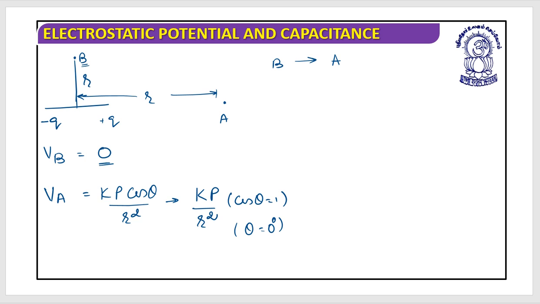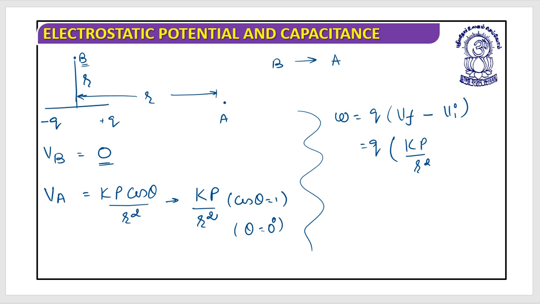Now if I know this, I can find out the work done. It is q multiplied by V final minus V initial. So this is equal to q multiplied by kp by r square minus 0. So this is equal to k into p multiplied by q divided by r square. This is the work done required to move a unit positive test charge from location B to location A. I hope these things are clear to you. Is it?